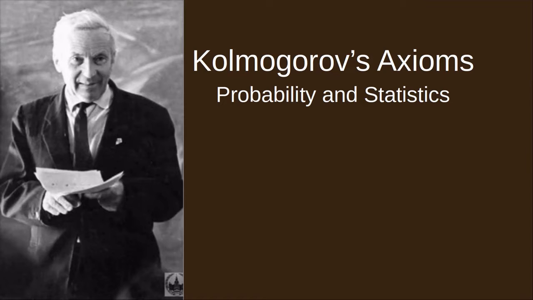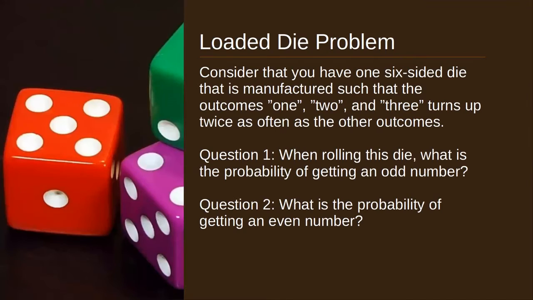But before describing these axioms, I'm going to be introducing a small toy problem that we will use to practice using these axioms. In this problem, we consider that you have one 6-sided die, but it's not a normal die, because this one has been manufactured such that the outcomes 1, 2, and 3 will turn up twice as often as the other outcomes. Given this premise, we have 2 questions. First, if you roll this die, what is the probability of getting an odd number? And second, what is the probability of getting an even number?